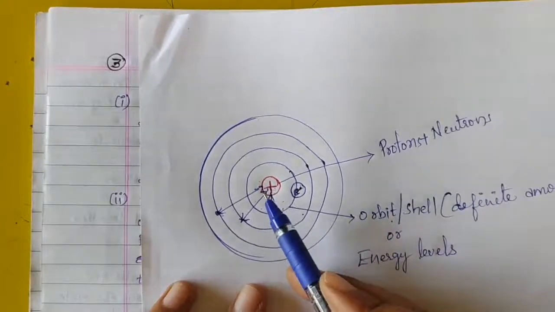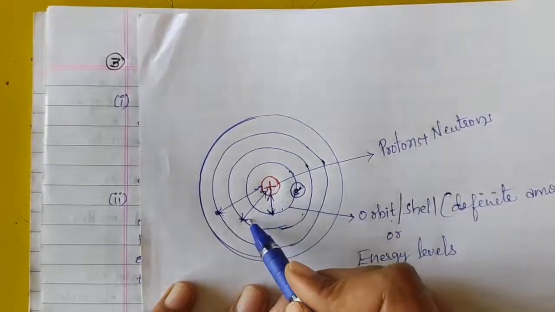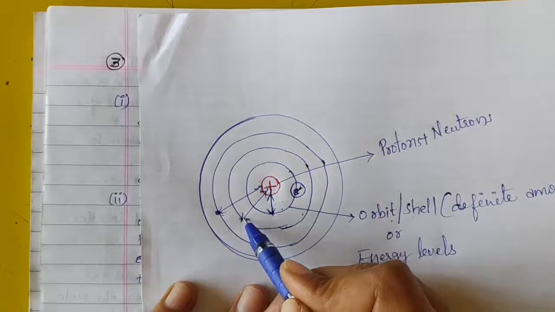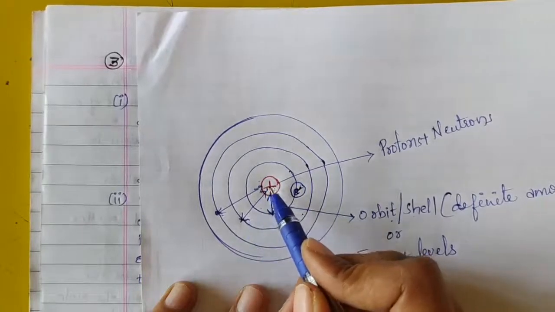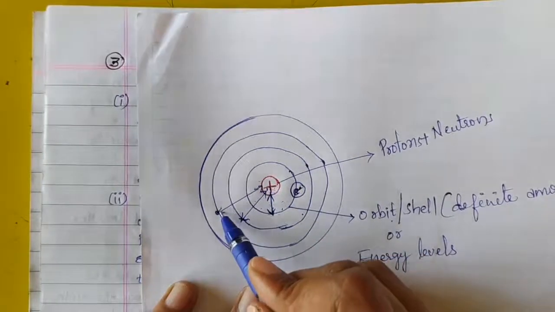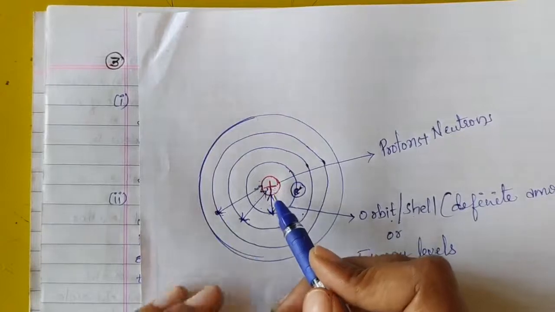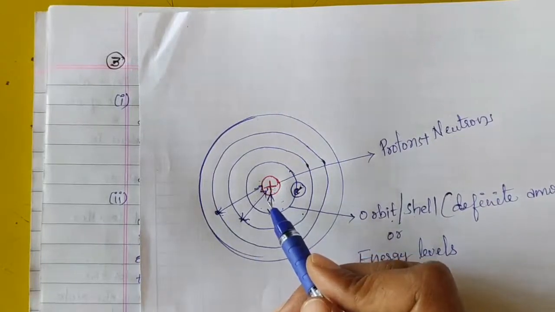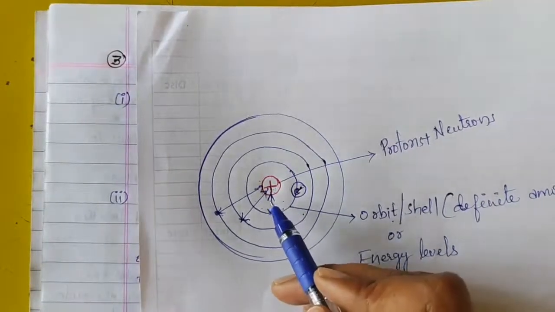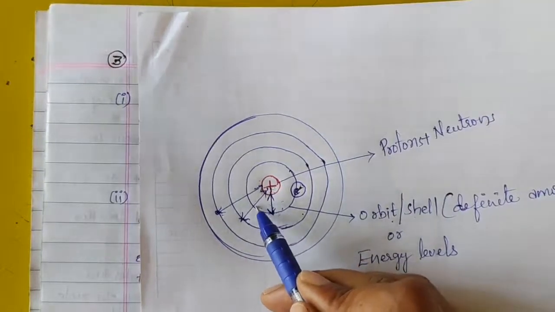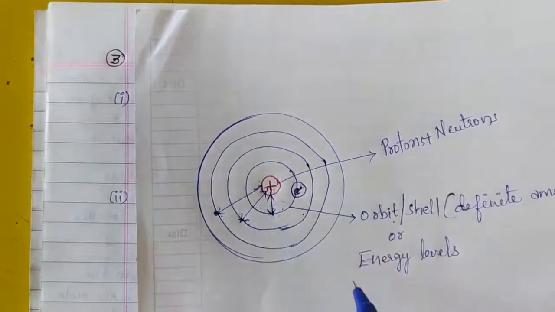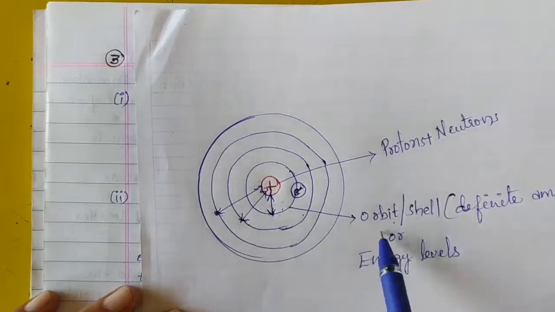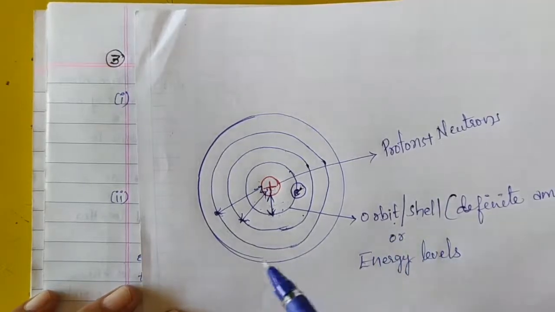So, here we can conclude that the energy of the orbits increases as the distance between the nucleus and the orbit increases. Or in other words, we can say that as the radius of the atom increases, the energy of these energy levels, or orbits, or shells increases.